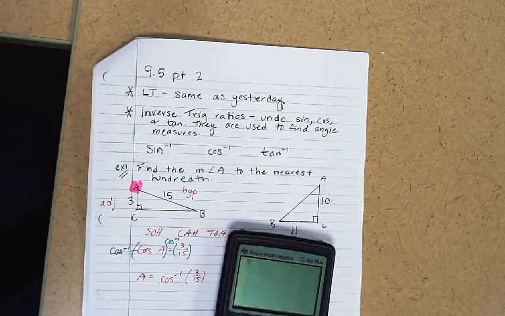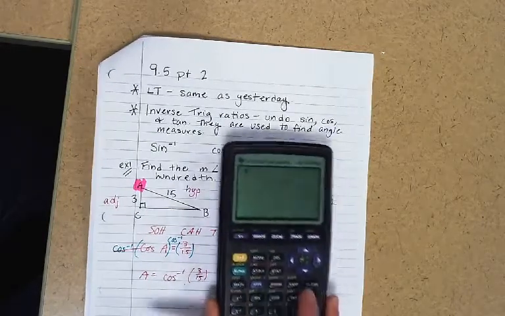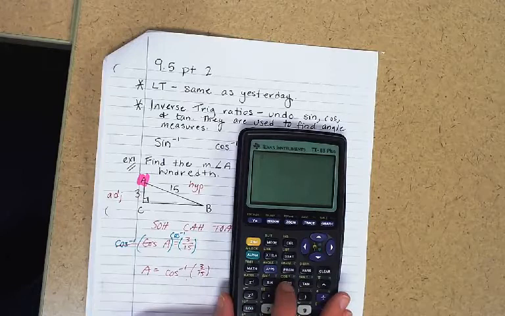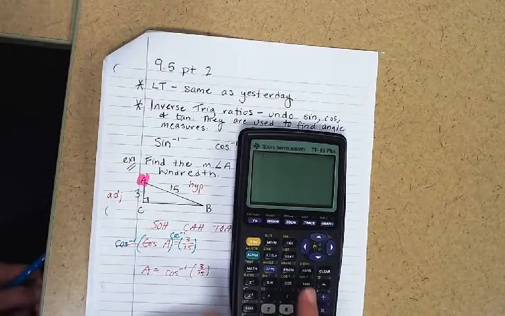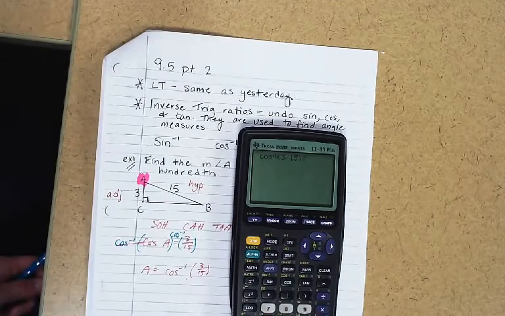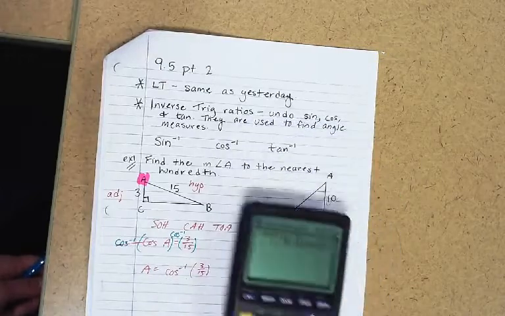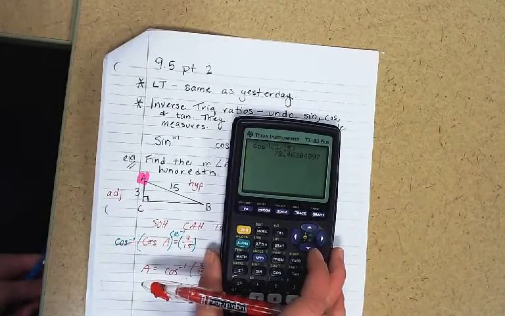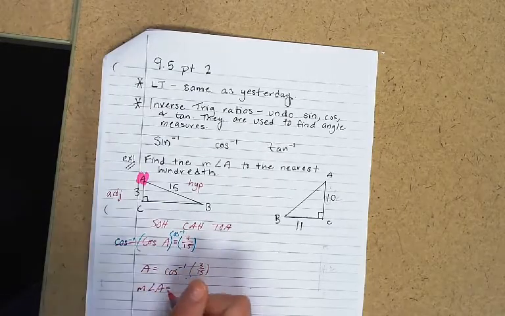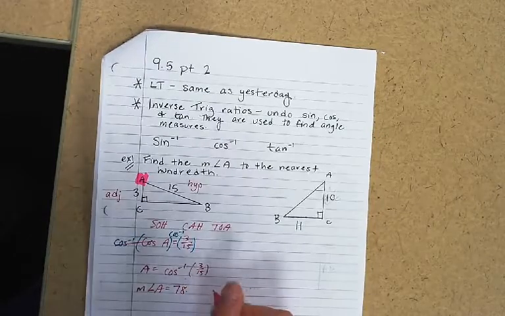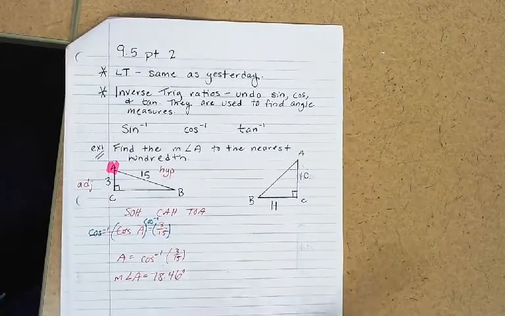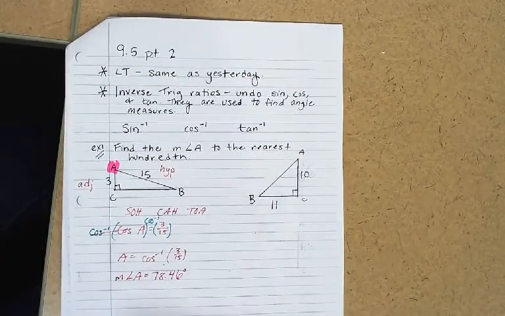Oh, you guys can't see that. So here's my sine, cosine, and tangent. Cosine inverse is, see on the plate, a little cosine with a -1. So we hit second cosine to get cosine inverse of 3/15. It says round to the nearest hundredth, so that is about 78.46 degrees. So the measure of angle A is 78.46 degrees. Okay, so pause the video and see if you can figure out angle A on this triangle.